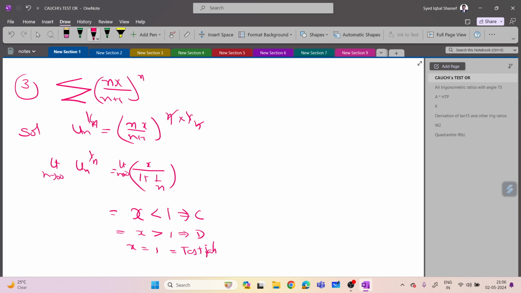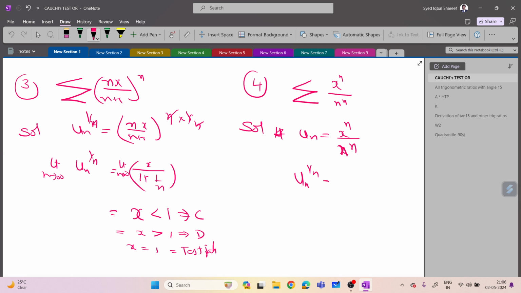If 1, test fails. One more example, small example. Summation x to the power of n by n to the power of n. So limit, before limit, un equal to x to the power of n by n to the power of n. Now apply 1 to the power of n. X to the power of n, 1 by n, and this is n to the power of n into 1 by n. Already n is there. So this n, this n, this n, this n, or we can write like this, x by n whole to the power of n. So this is very easy.